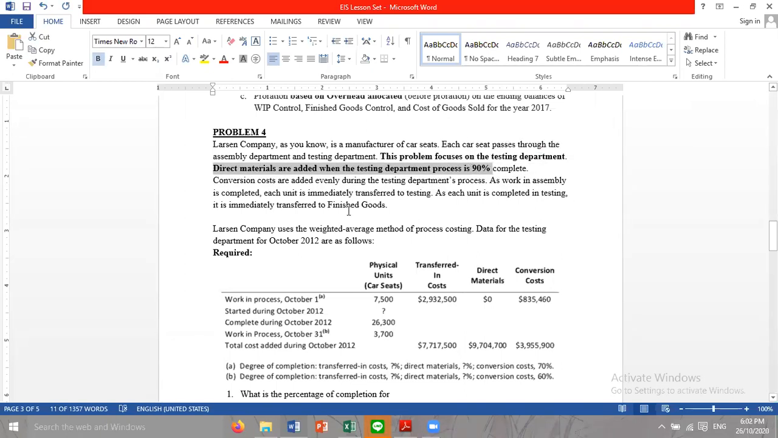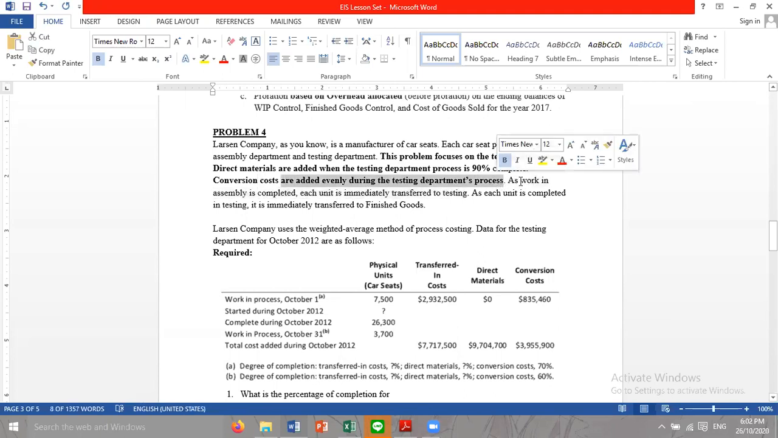Okay, so we've been given information that DM is added in the 90% of the process. What this means is that if the work in process inventory has exceeded 90%, we know that direct materials have been added. Next, conversion costs are added evenly during the testing department process. This one is pretty simple. So this means that the percentage of completion of conversion costs is proportional and equal to the degree of completion of the process, since it is added evenly during the testing department.